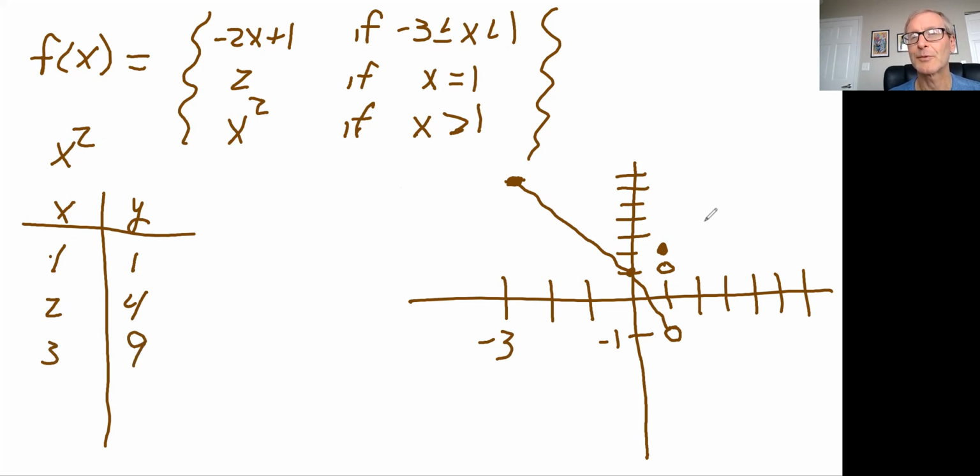So x is 2, y is 4, 2, 3, 4. So when you graph this thing, it would start to look like that.